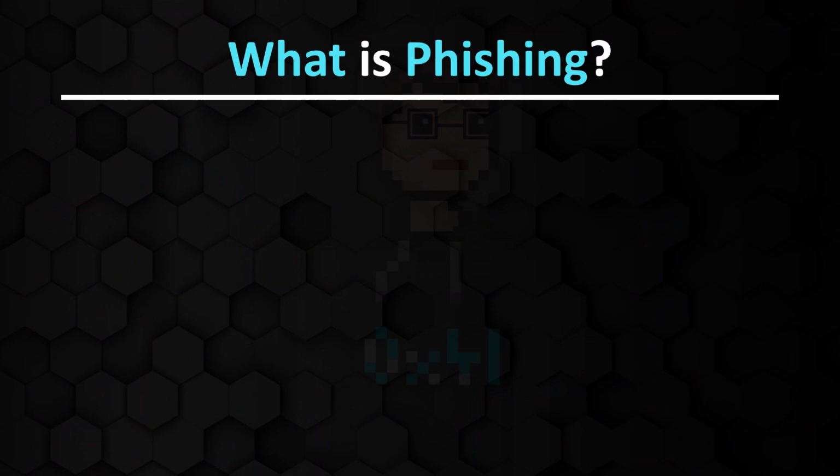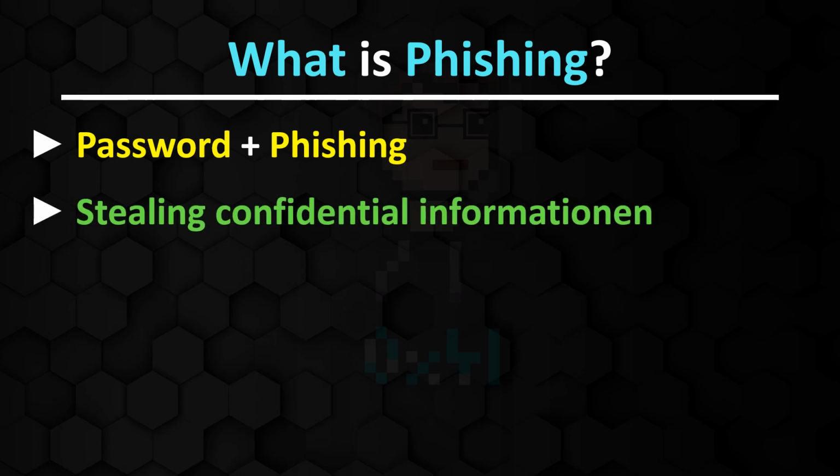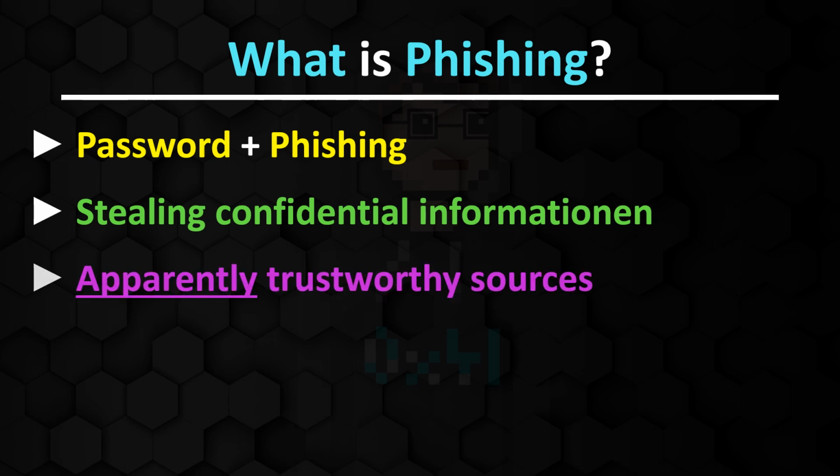The term phishing is made up of the two words, password and fishing. Fraudsters try to obtain confidential information such as usernames, passwords and credit card details from unsuspecting victims. This is done, for example, by sending fake emails or messages that appear to come from trusted sources such as banks, social networks, or other online services. The aim is to get the recipient to click on a link or enter personal data.